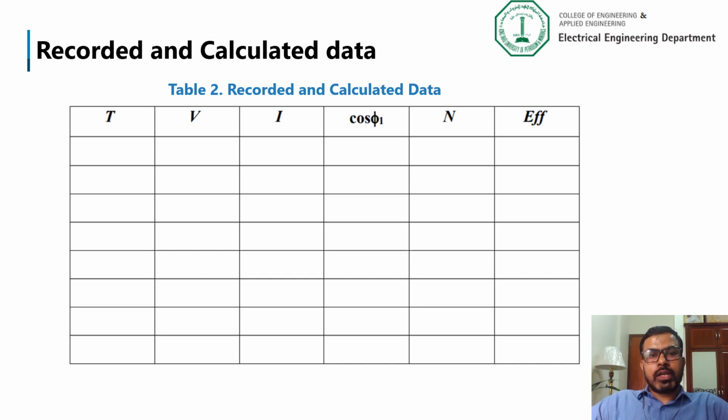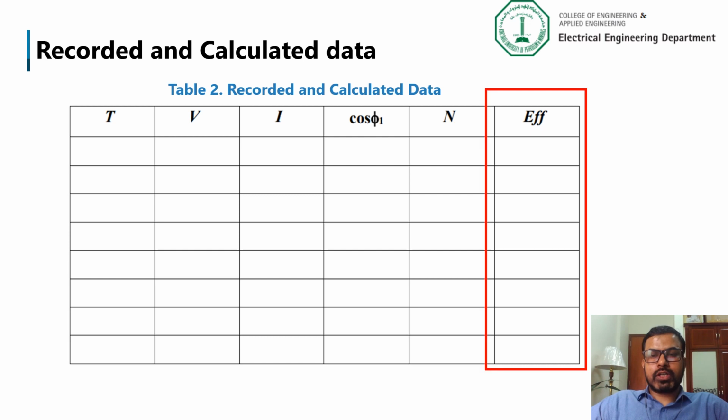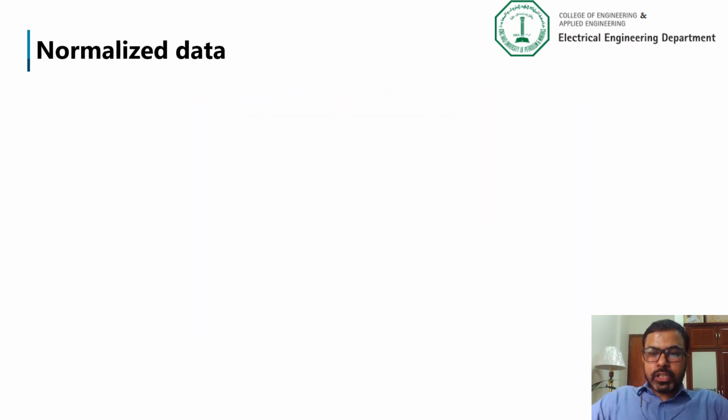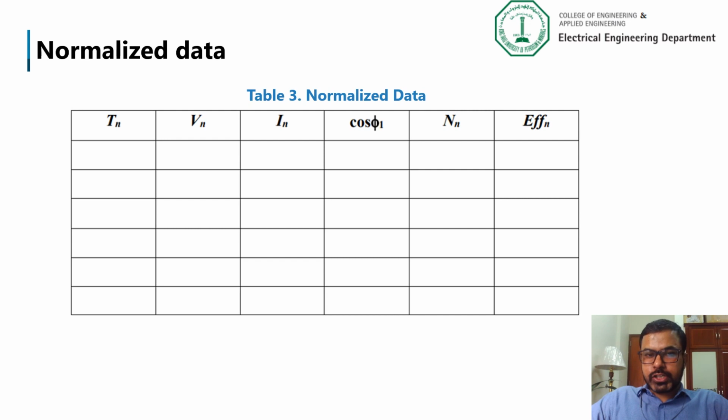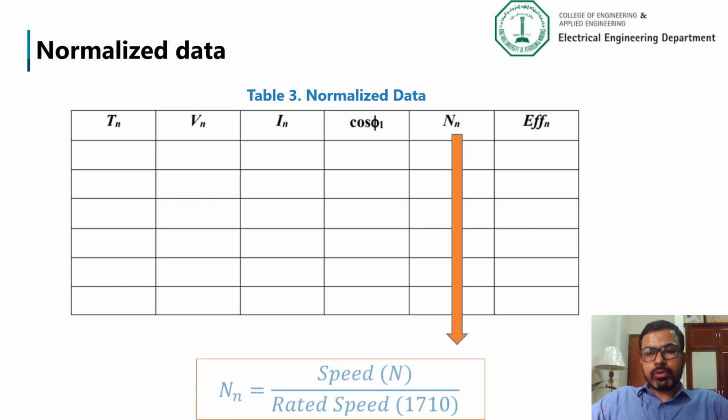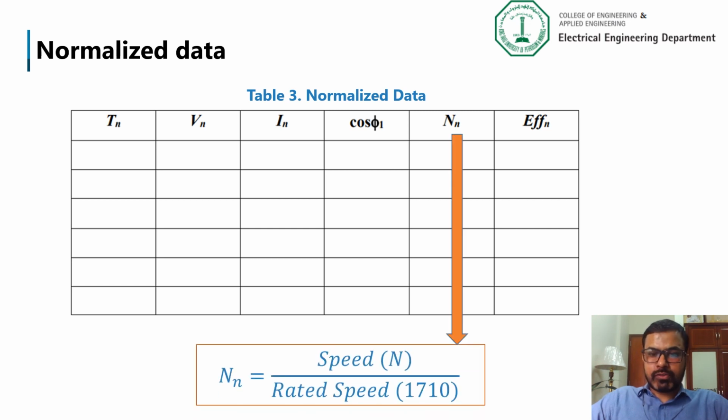As a requirement of the report, you have to provide the recorded and calculated data in Table 2. As you can see, all the mentioned items have already been recorded in the KC software except the efficiency. Now you have to define the efficiency formula in the KC software to calculate it. In Table 3, you have to provide the normalized data. To get the normalized data, you have to divide the mentioned items by their rated values. For example, to get the normalized speed, you have to divide the speed by the rated speed of the induction motor, which is 1710 RPM.